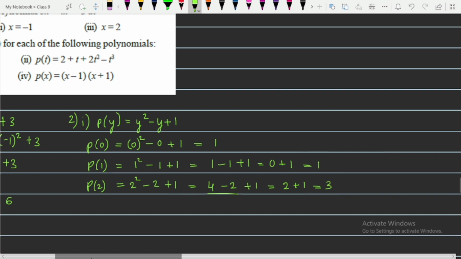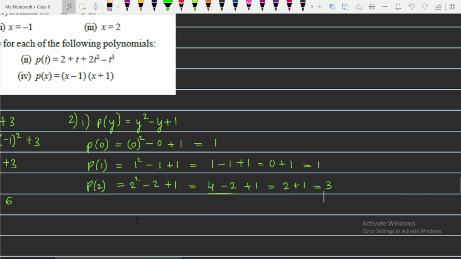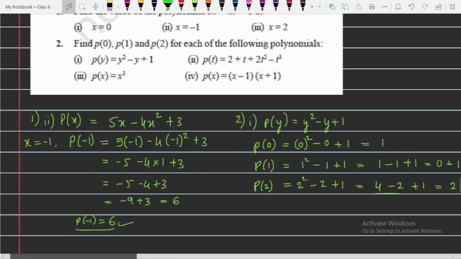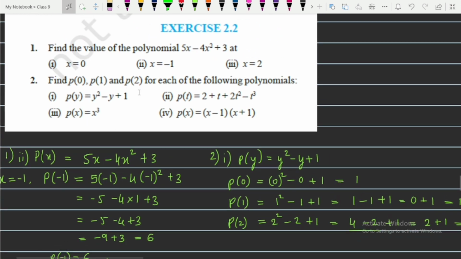So these are the values of the polynomial at y equal to 0, 1 and 2: p of 0, p of 1, p of 2. In this way you can solve the other questions. So this is question number 1 and 2. I hope you can do the remaining sums. In place of t you can put 0, 1, 2, so that you can get the value of the polynomial.